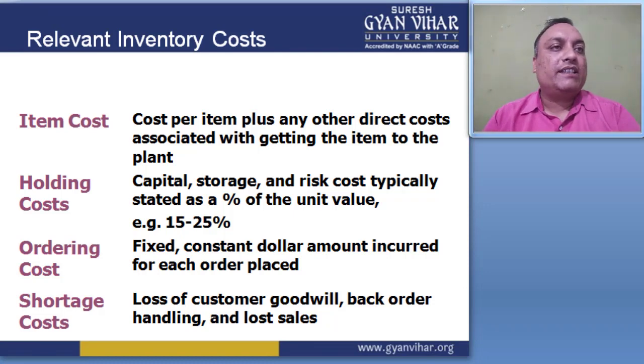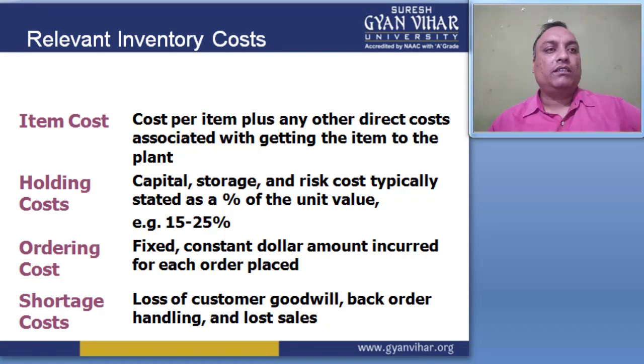And the last thing is the ordering cost. This is the fixed cost of the item and it gives a constant dollar amount, or in India a rupee amount, incurred for each order placed. And this is the cost of the order. At the time of order, the product incurs some cost. This is the ordering cost and this is the shortage cost.